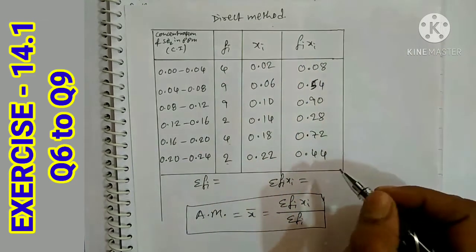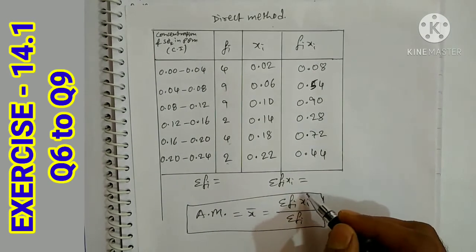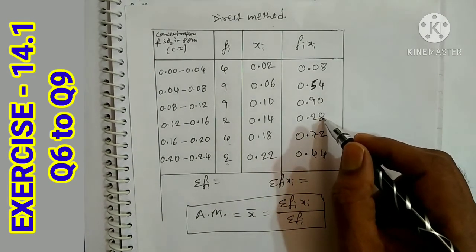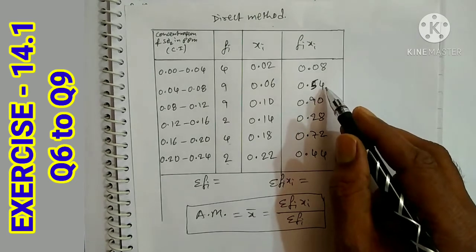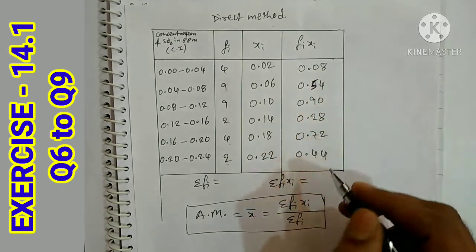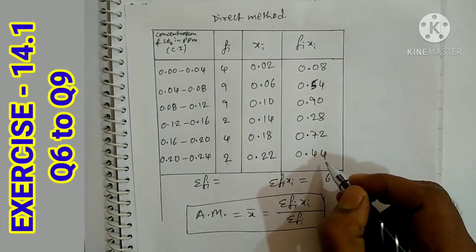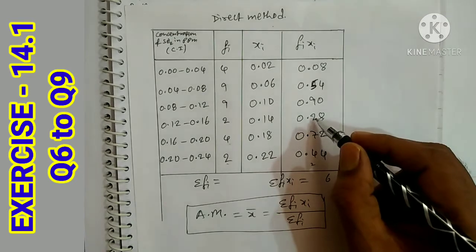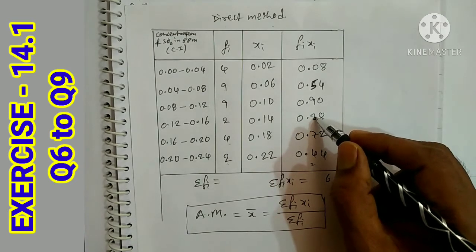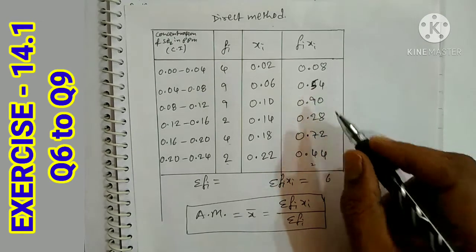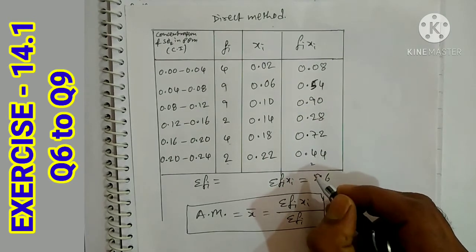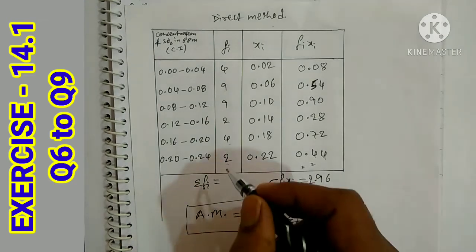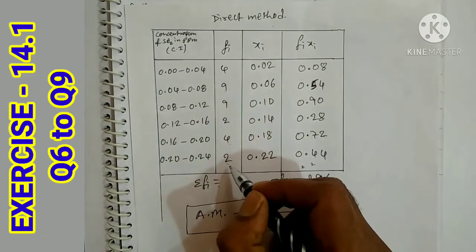Now adding these, you get the sigma Fi Xi. 4 plus 2 is 6, 6 plus 8 is 14, 14 plus 4 is 18, 18 plus 8 is 26. 2 carry, 6, 6 plus 7 is 13, 13 plus 2 is 15, 15 plus 9 is 24, 24 plus 5 is 29, 2 carry. So 2.96.